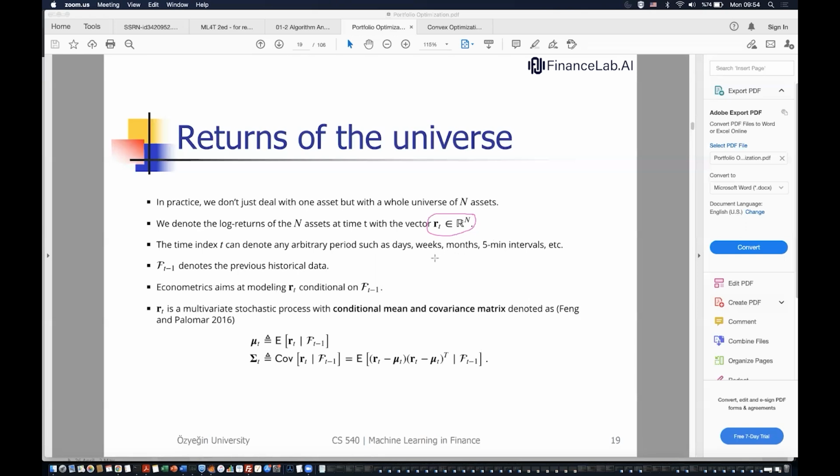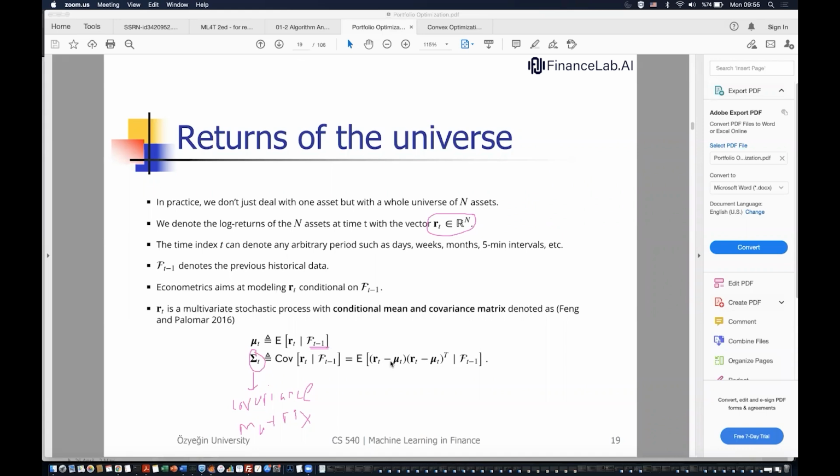And again, in this case, we assume that there is a mean that depends on time in the most general case. And the mean is basically the expectation of these returns of the assets, given all the history, and the covariance matrix, which is basically the covariance between different assets. So this is the covariance matrix. And in finance, we use this covariance matrix as the risk of the selected number of assets. In this case, it's basically the covariance of the returns, given the historical data.